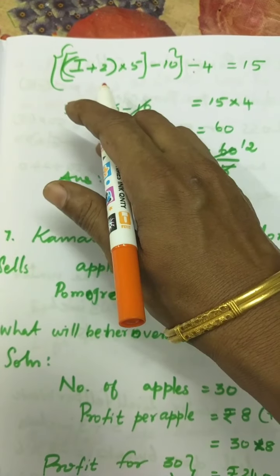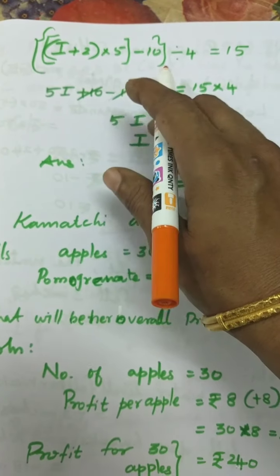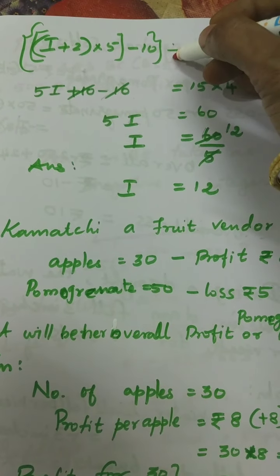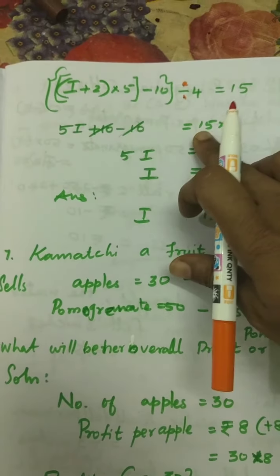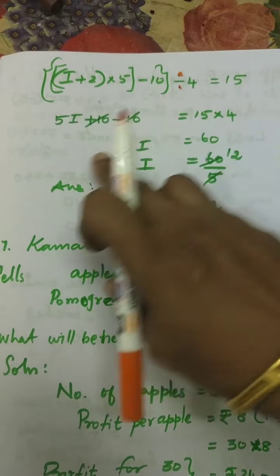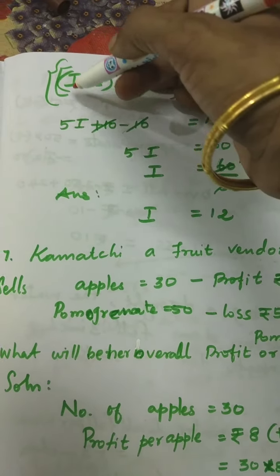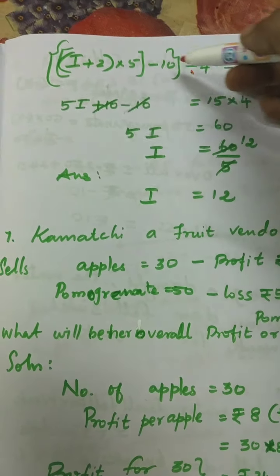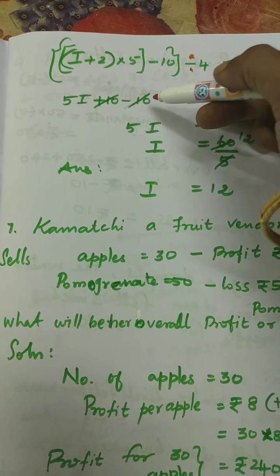That is (i plus 2) into 5, minus 10, then divide by 4. This is division. Divide by 4 gives the answer 15. Now you apply this 5 to each term and remove the bracket. Then 5i plus 10. Here we remove the bracket, then it is minus 10.